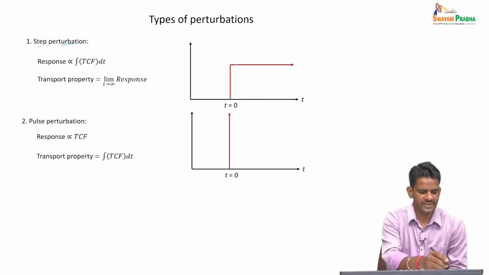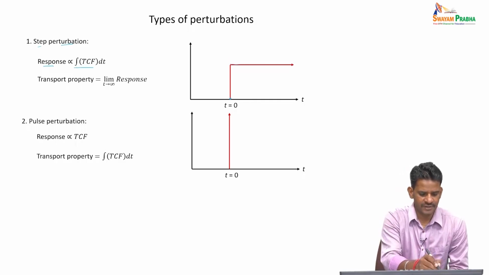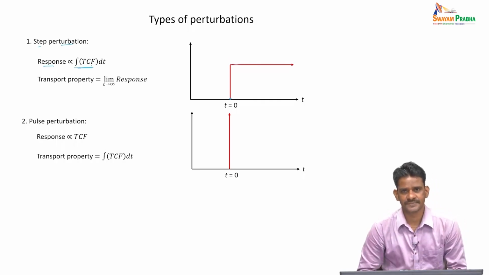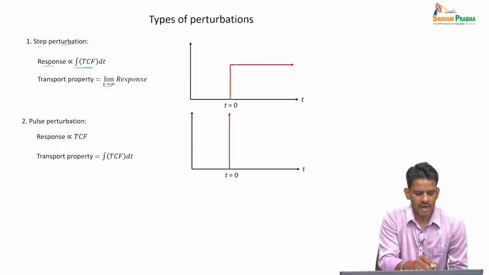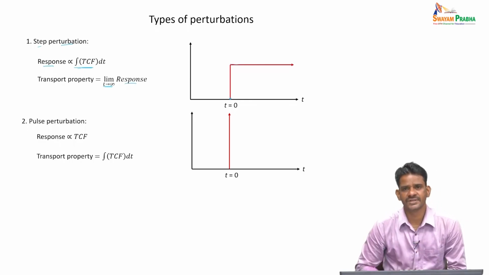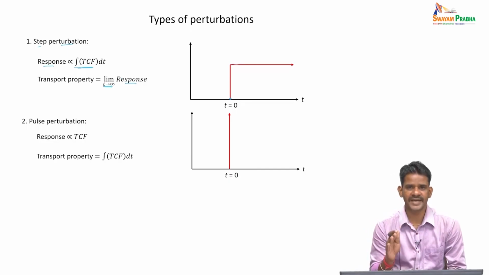Typically, the response that you measure for such a step perturbation would be proportional to the integral of the time correlation function. And then the transport property can be related to the long time behavior of the response that we measure in this step perturbation. So, this is one type of perturbation.